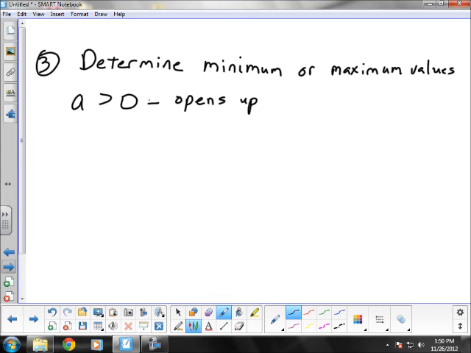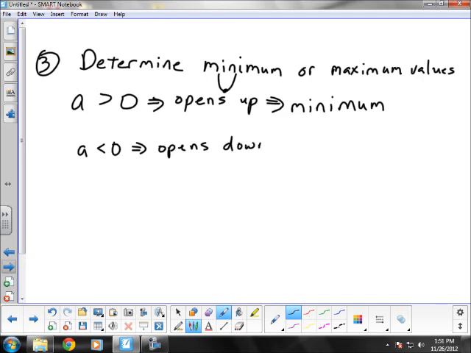Y'all know this. So if we know it opens up, then what am I going to have for the vertex? Okay, it opens up. That's a minimum. The vertex will be a minimum point. If a is less than 0 or a negative number, we know it opens down. And if it opens down, that means the vertex gives me a maximum.